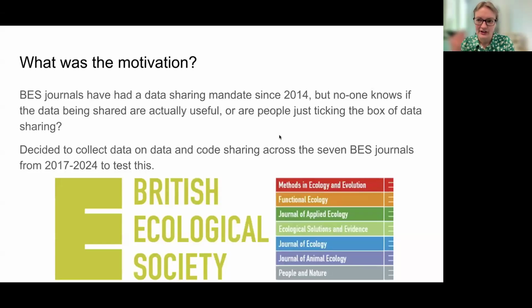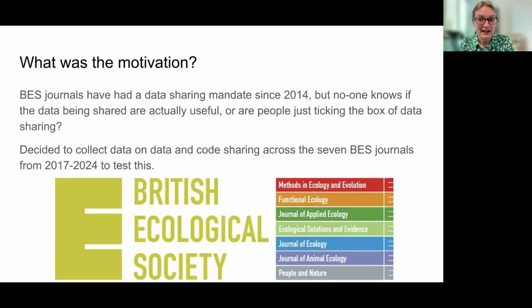So why did we want to do this? Like I said, I'm part of one of the journals at the British Ecological Society, but we actually have 7 journals, and we've had a data sharing mandate for longer than most other journals. So it's been in place since 2014. But people sit in the pub or at coffee breaks at conferences talking about how useful the data that's been shared actually is. Are people just doing this as a tick box exercise, or are people actually engaging with the idea of data sharing? And then also, what about code sharing, which has only been properly mandated for the last 4 or 5 years and hasn't really taken off in some of the journals in the way that we'd hoped it had.